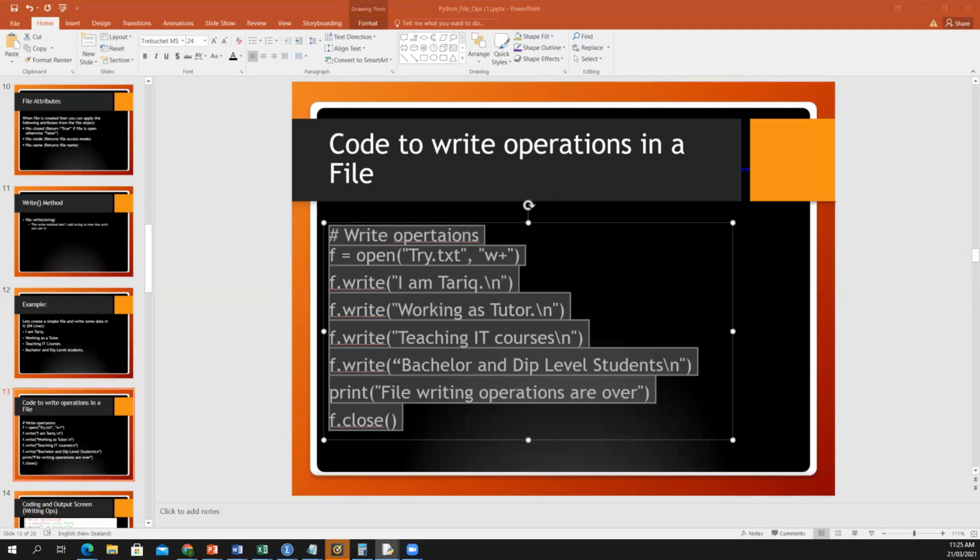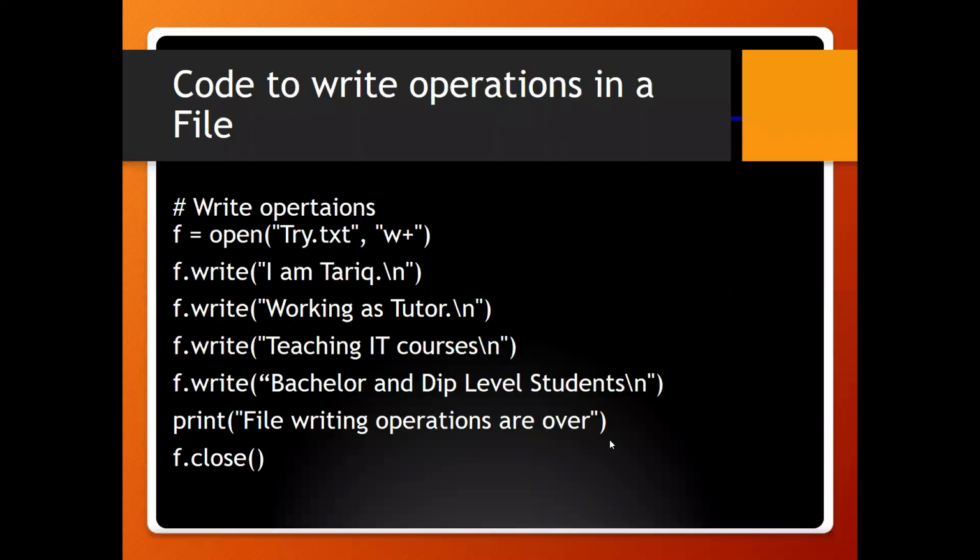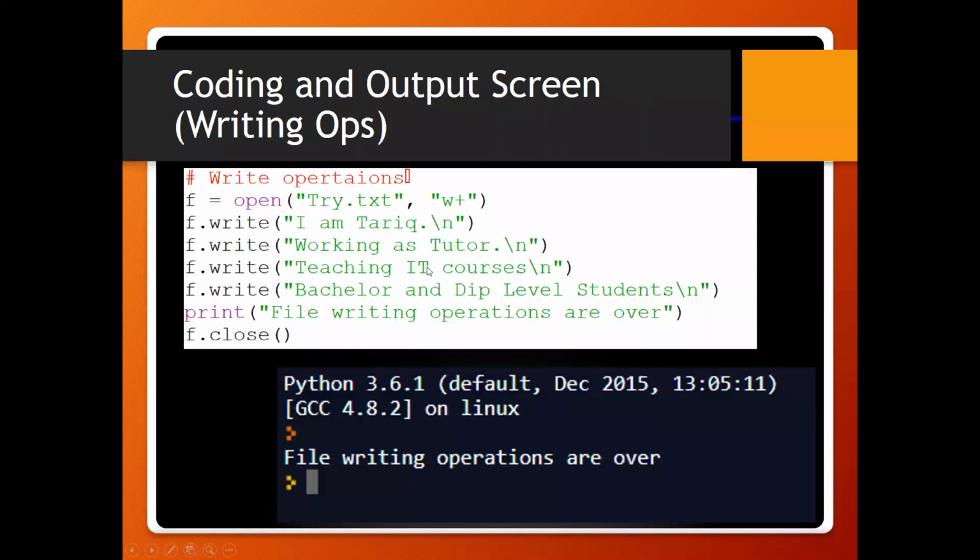So here we go. File writing operations are over. So it means that we have written this file. Now, if you see this file here, you can see that this is the code which we have given.